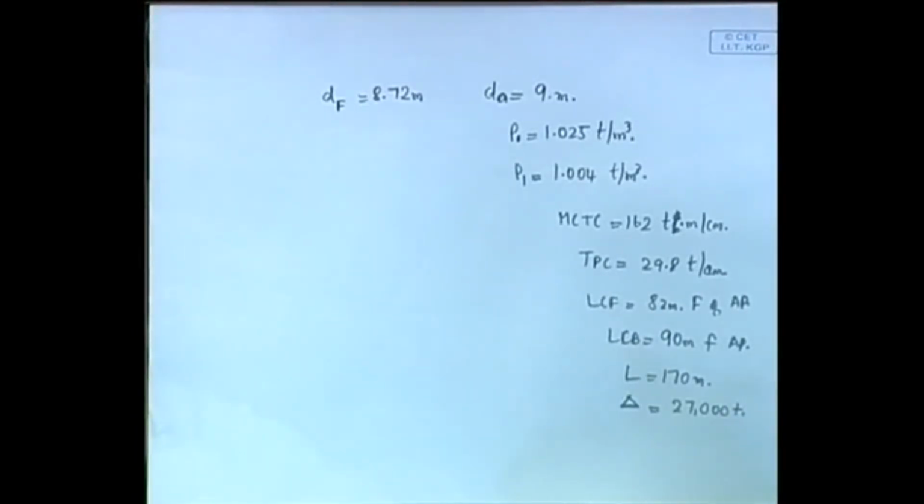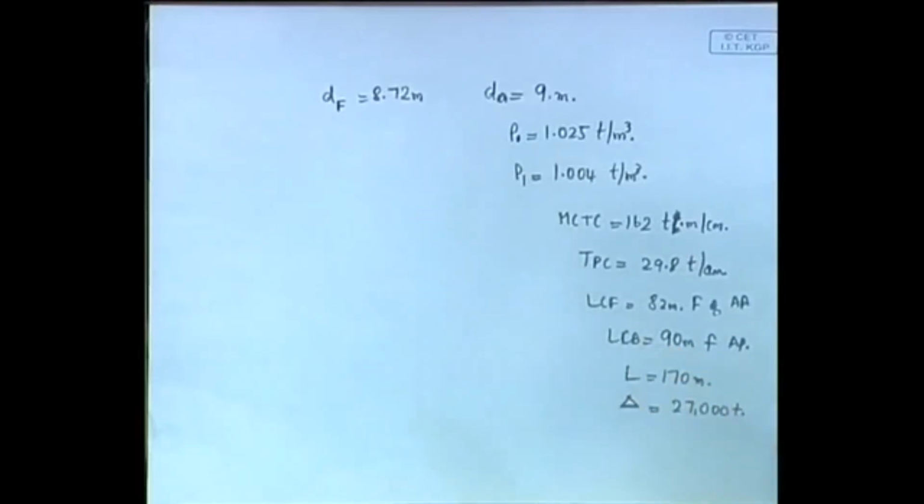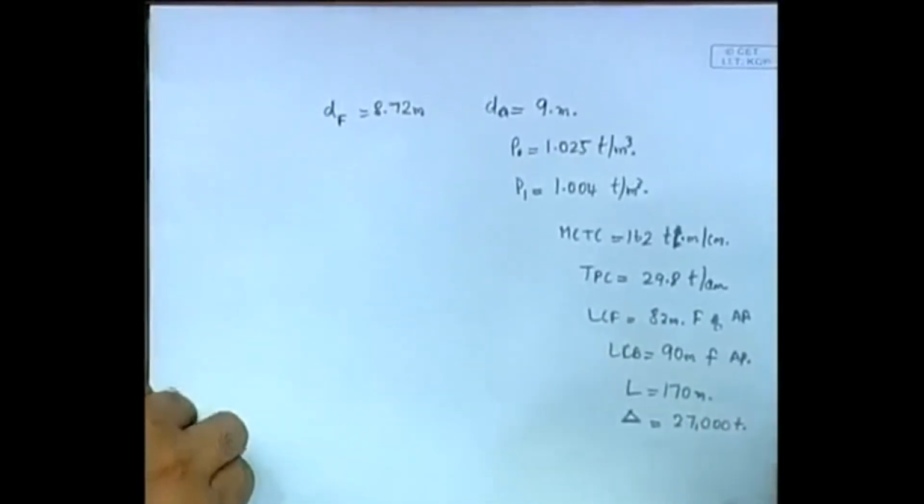Okay, so with this data you are asked to find the change in trim, and finally the final drafts due to the ship moving from salt water initially at a density of 1.025 into ordinary water of density 1.004. Now first of all you need to find the amount by which it will sink due to what is given?